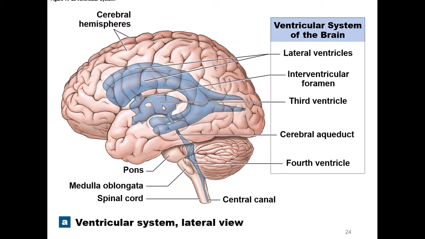Right? At this point, more cerebrospinal fluid is going to be produced. Now the cerebrospinal fluid is going to go through this long tube right here down to the fourth ventricle. This tube we're going to call the cerebral aqueduct. Once we're in the fourth ventricle, more cerebrospinal fluid is going to be made.